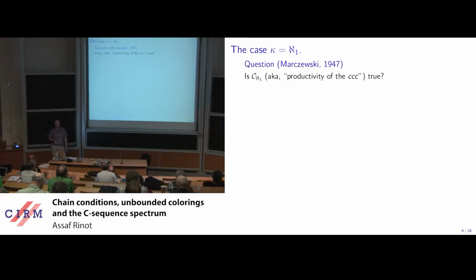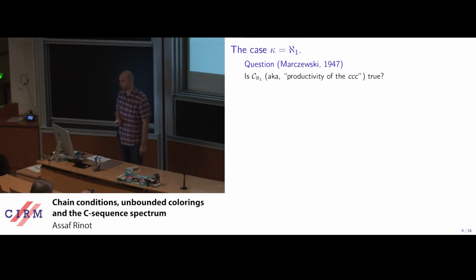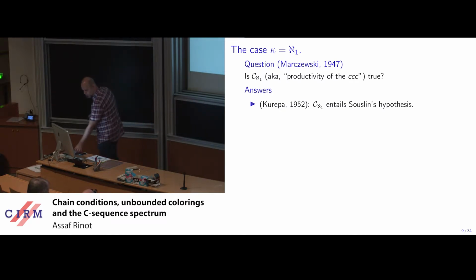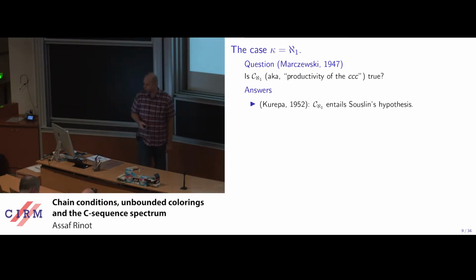Now let's move forward to kappa equal Aleph 1. This takes us to a question of Marczewski from 1947. He's asking, is C Aleph 1 a theorem of ZFC, or in other words, do we have productivity of the CCC? This is a well-known question addressed by many people. The first observation in this vein is due to Kurepa. He proved that if there is a Suslin tree, then there is a counterexample to productivity of the CCC.